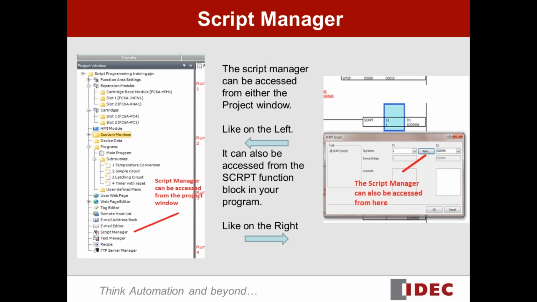So the first thing we need to do after you've configured your program, your PLC and your system, is go to your project window, and you can get to the script manager two different ways. You can use the project window, and down here you'll see where it says script manager. Or when you drop a script into your ladder program, which you'll need to do if you're going to use the script, when you double click on the function block, the script manager is right here in the reference box in the middle.